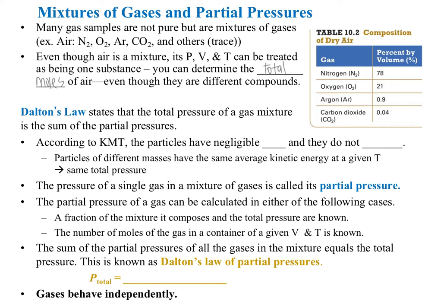So the air that we breathe is 78% nitrogen, 21% oxygen, about 1% argon, and a very small amount of carbon dioxide. And Dalton's law states that the total pressure of all of the gases is equal to the sum of each of those partial pressures. And according to kinetic molecular theory, gases have negligible size and they're not interacting. So they're not going to even notice each other.